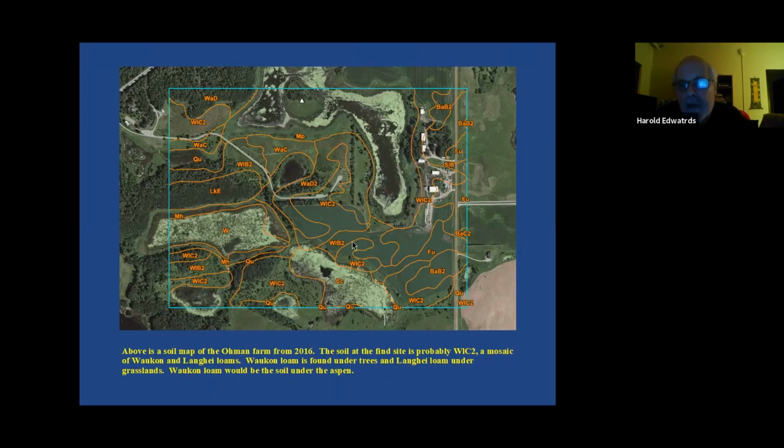Getting back to the soil map, the soils in this area are mosaics of Wakhan and Langhide loams. The Wakhan loam is found under trees and the Langhide loam under grasslands. So it would be a Wakhan loam that would be found under the aspen tree.